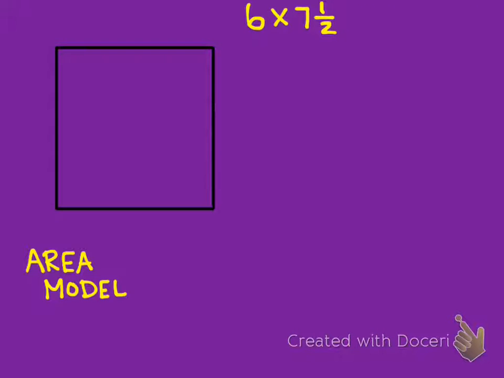You can use either strategy that we learned the past 2 days to help you solve this problem. I'm going to use both to help remind you how to do both of them. So here we're going to work on the area model. The top I'm going to label 6, and the side we will split, and one piece will be 7 and the other piece will be 1/2. Now I'm just going to find the partial products to find the smaller rectangles within this.